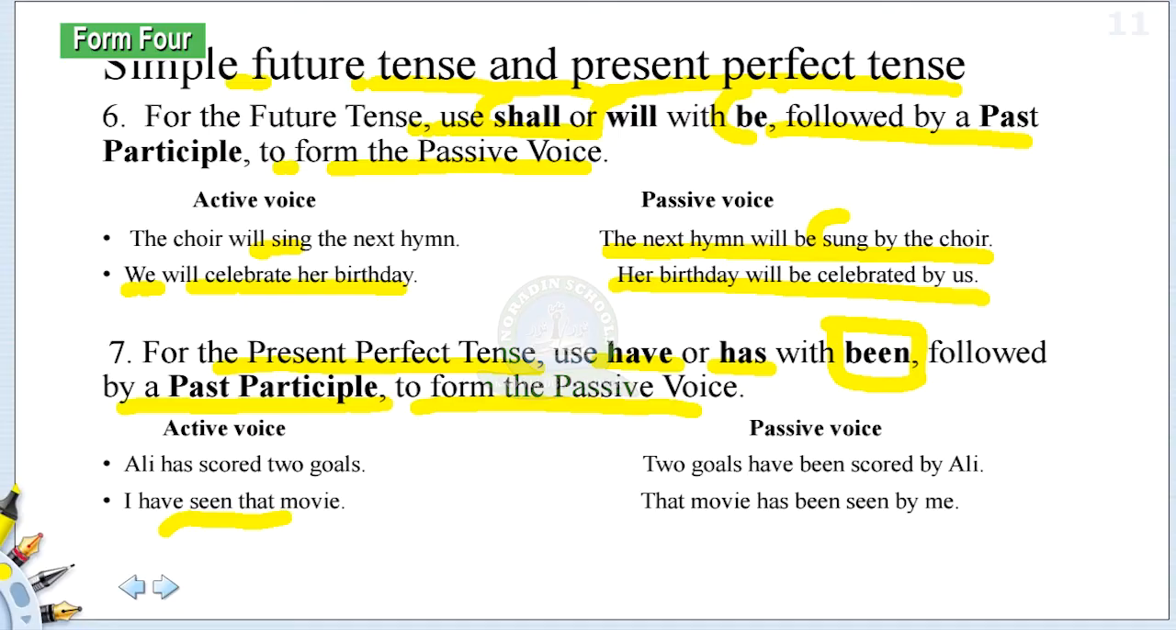So remember, have can be used with I, you, and plural. Has can be used only with singular pronouns and nouns, and been. So in active sentences, being cannot be used, but only in passive voice can it be used.